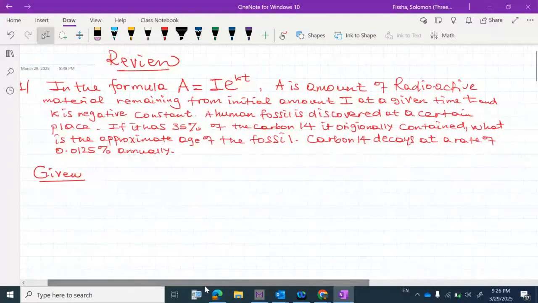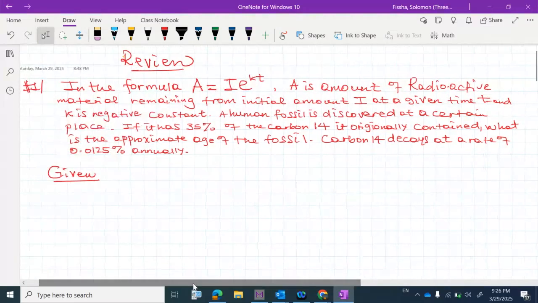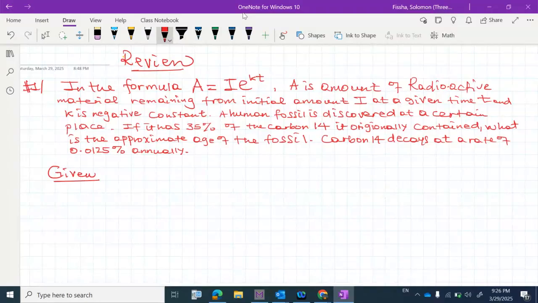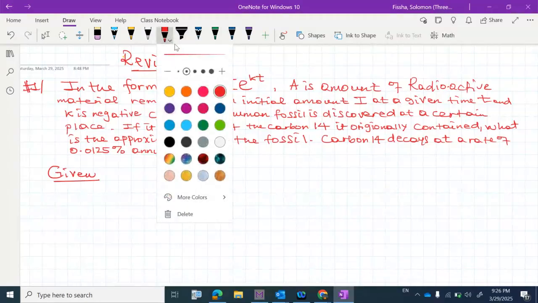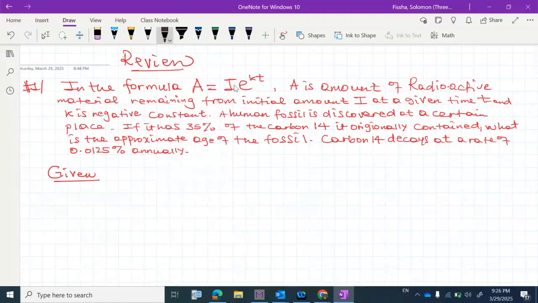Okay, so look at this problem very carefully. As always, I'm gonna read it first. In the formula, A equals I e to the power of kt. This is a very important formula right here. So A equals I e to the power of kt, where A is the amount of radioactive material remaining from initial amount I at a given time t, and K is a negative constant.